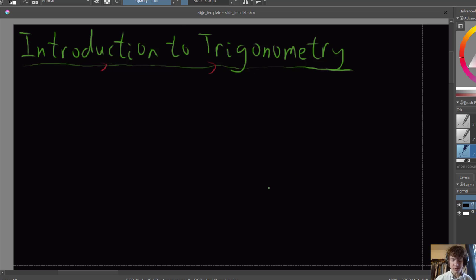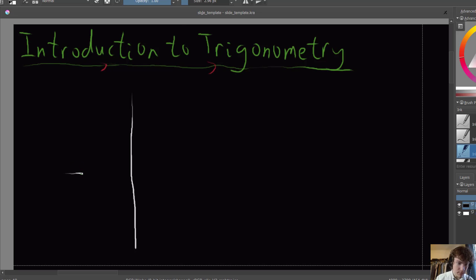I think that in parallel with our study of proofs, it will be useful to start studying some of the elements of trigonometry as well, so we can alternate back and forth and interleave problems between the two subjects. So let's talk a little bit about trigonometry. And the first thing I'd like to do is to dispel a common misconception.